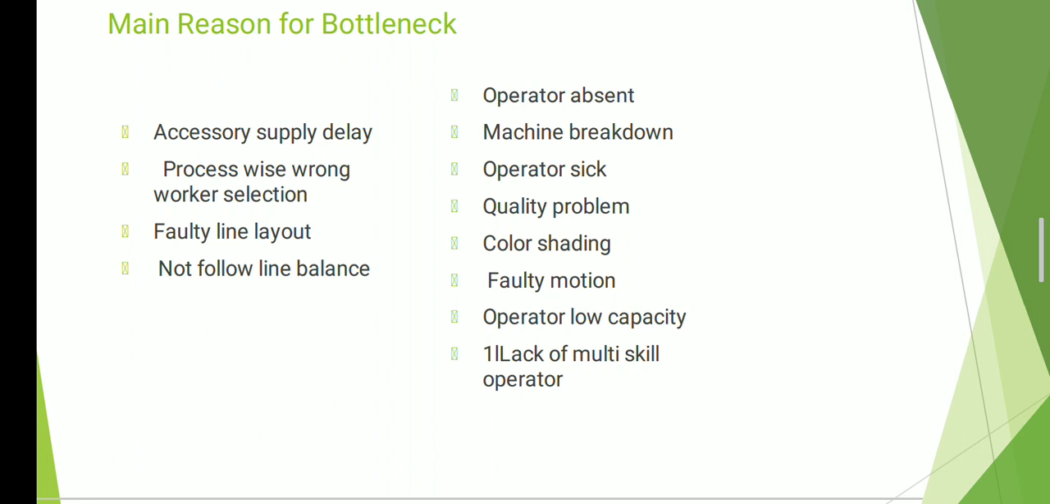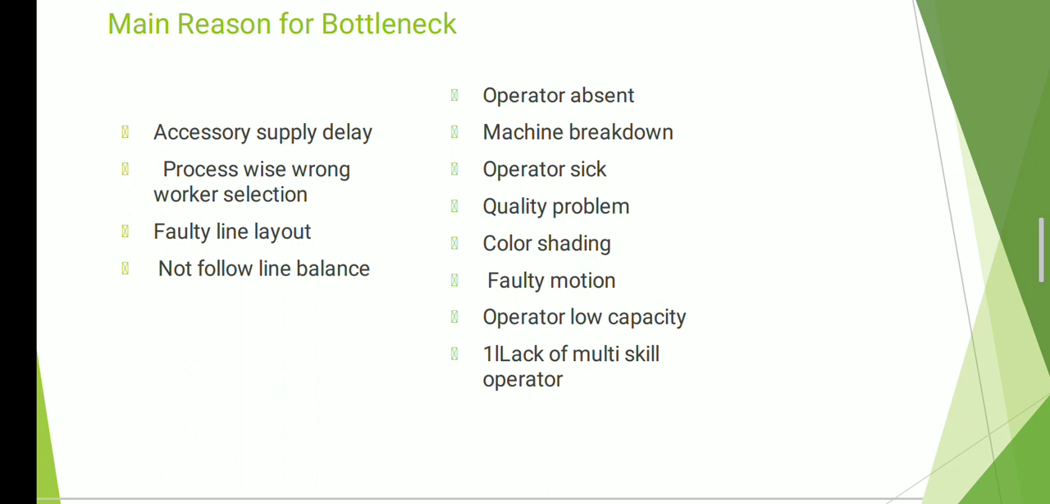Main reasons of the bottleneck: accessory supply delay. That means sometimes accessories do not come, but because of shipment urgencies, production starts and a bottleneck occurs in the accessories attached area. Another is wrong worker selection. That means when you do not follow the skill matrix chart, this problem arises.